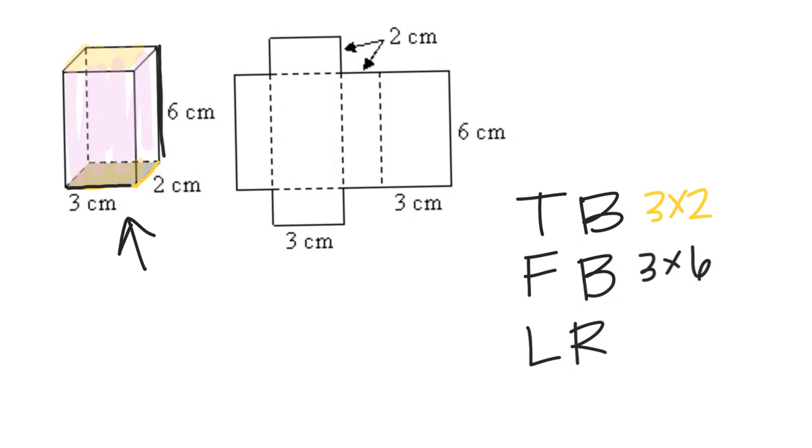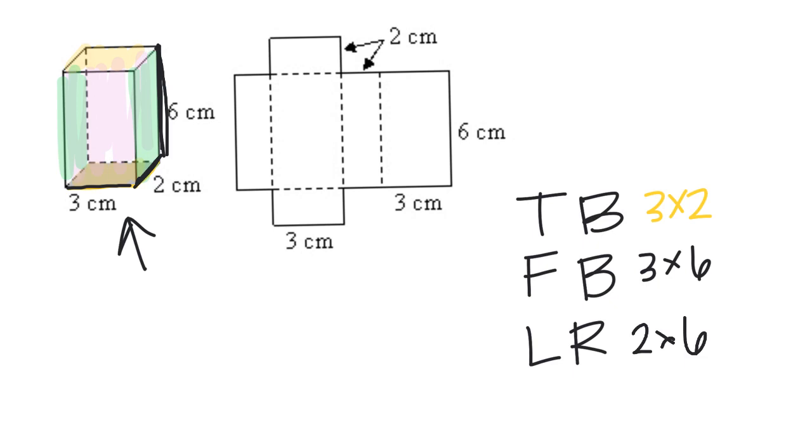So then when I look at the left and right, I hope you guys can tell my shading. My left and right are this side and then this side over here. So when I look at those measurements, I see 2 by 6 tall. So my left and right would be 2 by 6.